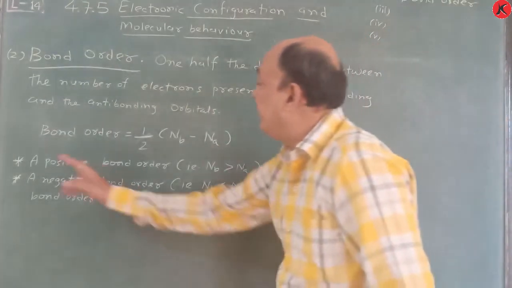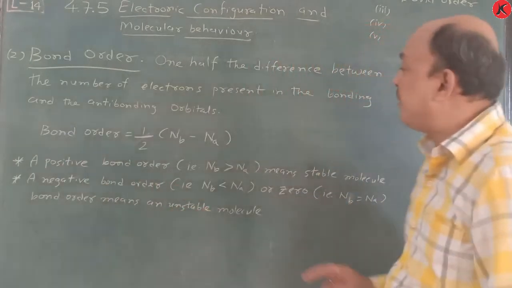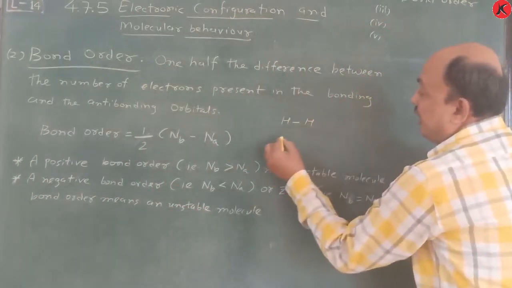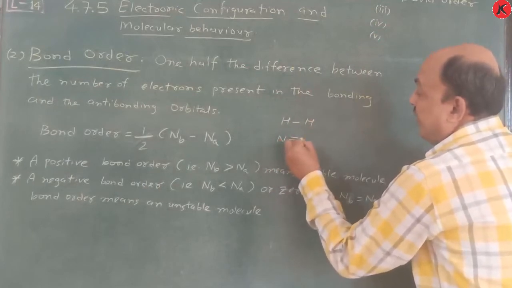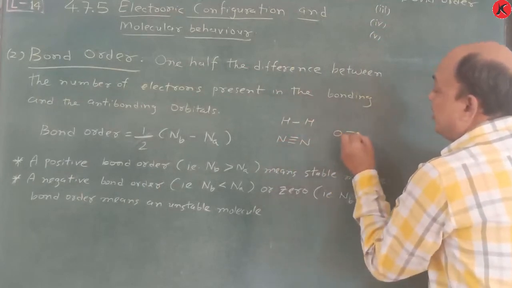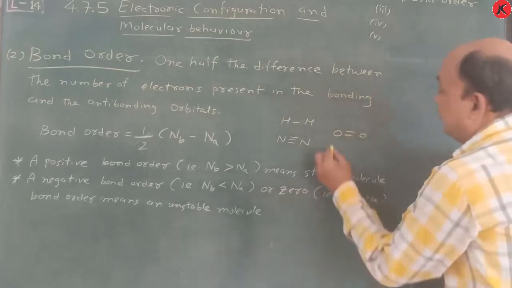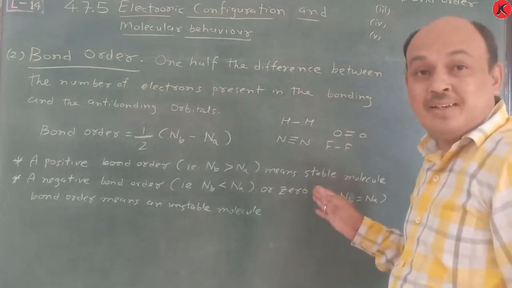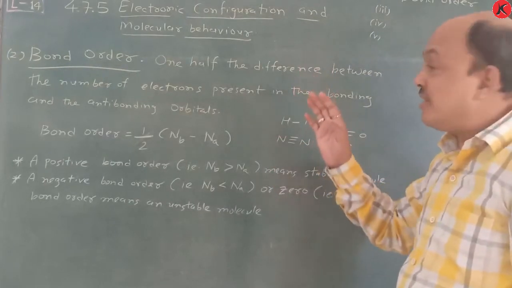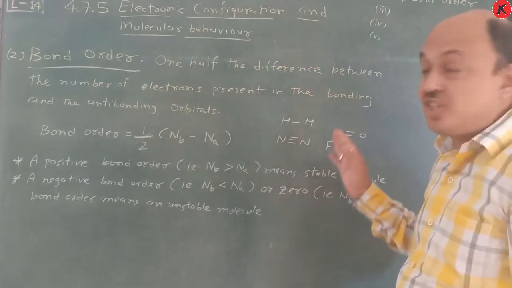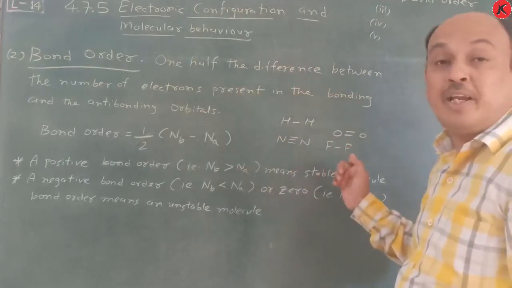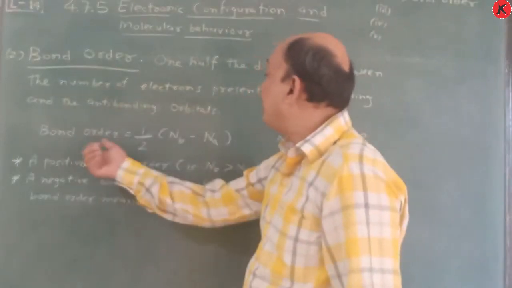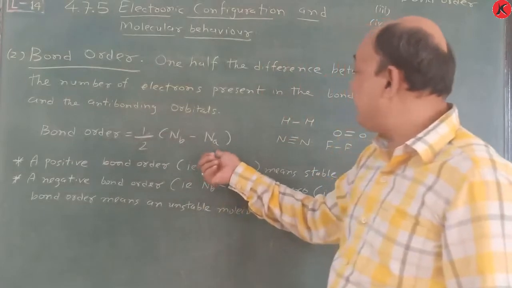And what is the meaning of bond order? Hydrogen has a single bond, nitrogen has a triple bond, oxygen has a double bond, fluorine has a single bond. Initially we discussed the Lewis dot structure, but now we know how many bonds are present between two atoms. So this is very important. Bond order is equal to 1/2 (Nb minus Na).